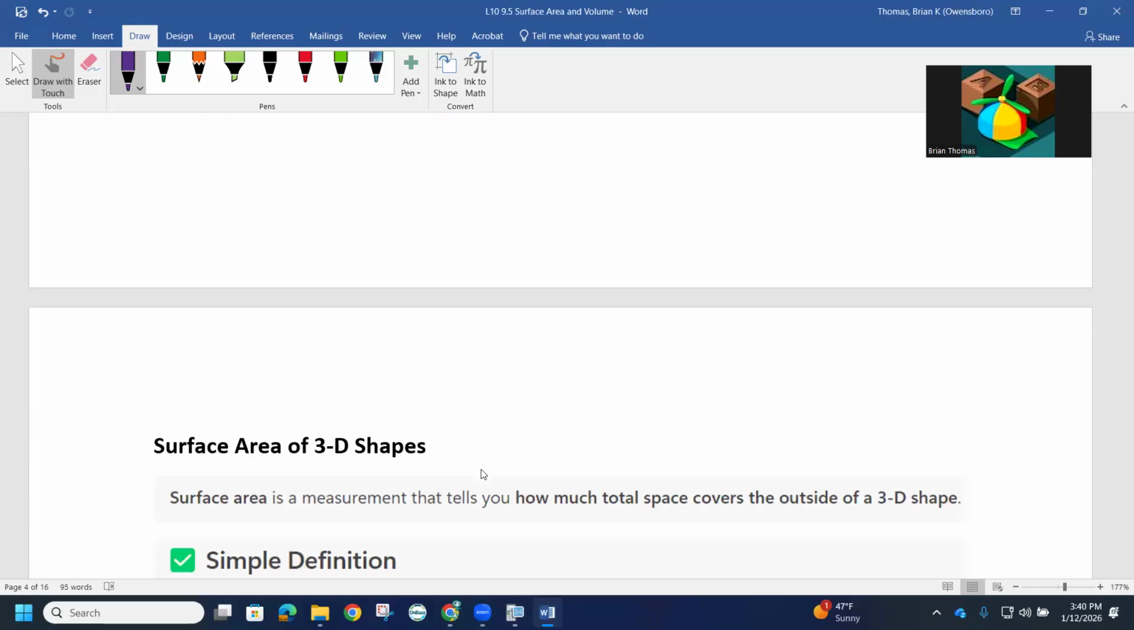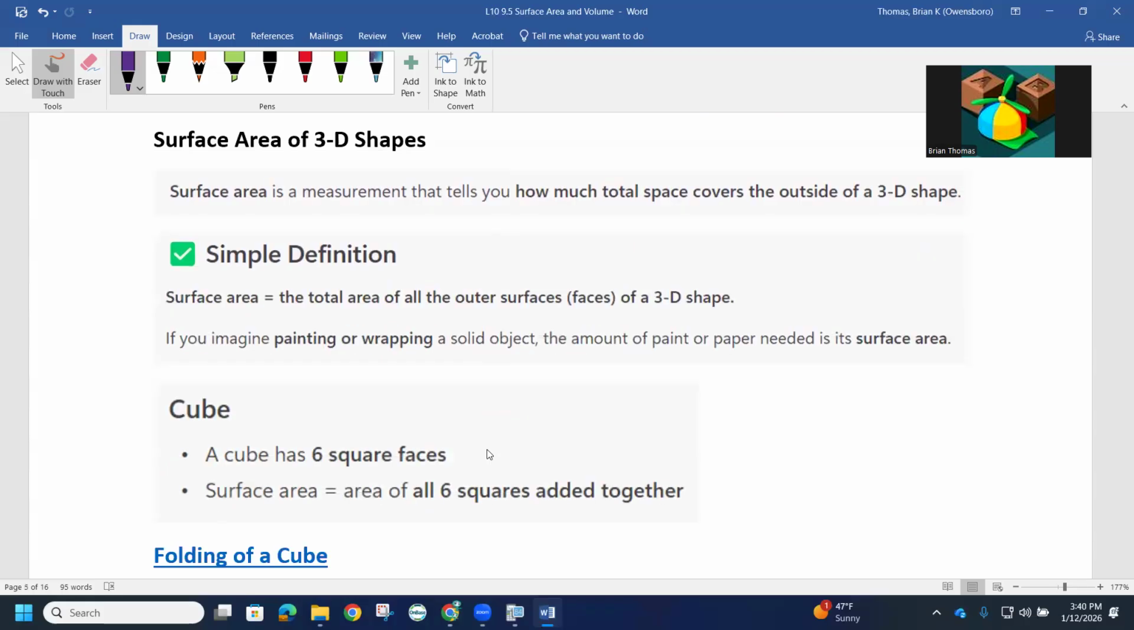So we're going to get into the surface area of 3D shapes, but I'm going to do that in the next video. Right now, you should have a little idea of what types of 3D shapes we're talking about.